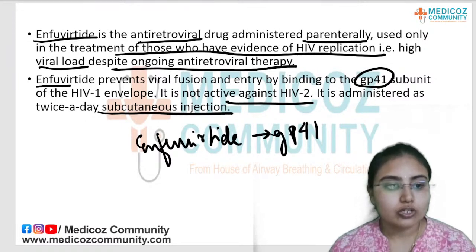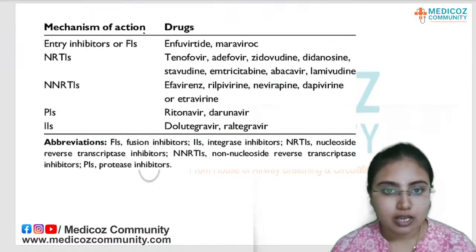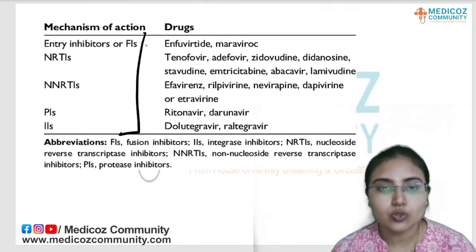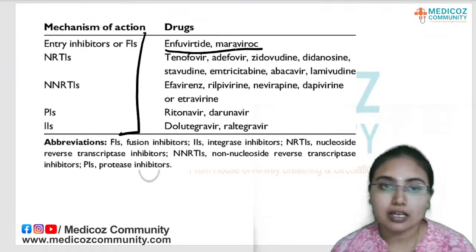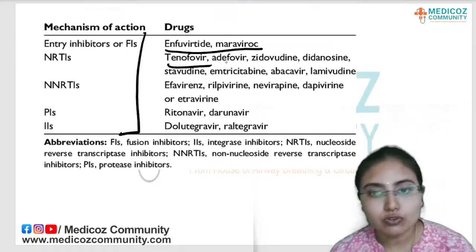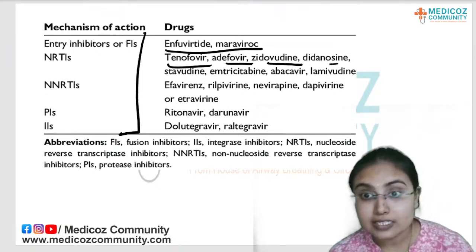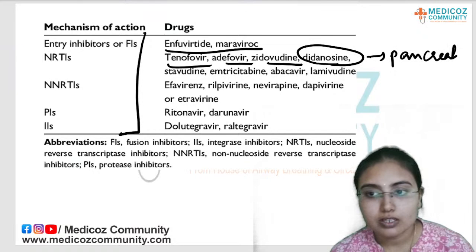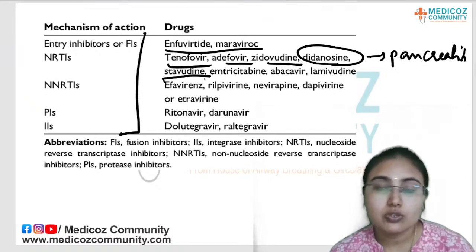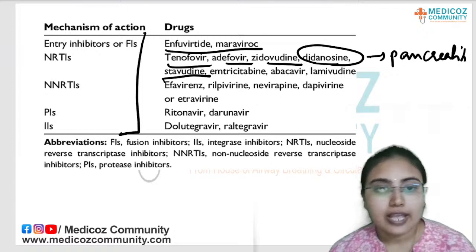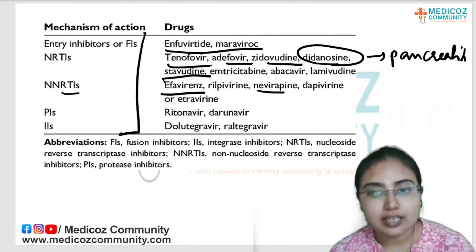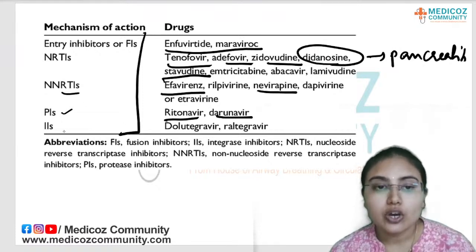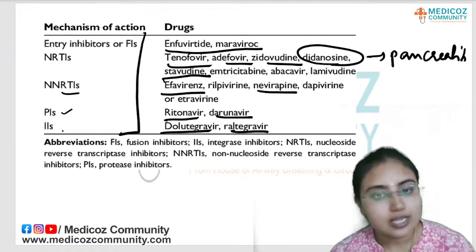All right. So your ART, this is what I know is the basis of all your questions. You have to remember that the entry inhibitors or fusion inhibitors are enfuvirtide and maraviroc. NRTIs are tenofovir, adefovir, zidovudine, and didanosine. Where did we see didanosine? We saw it with pancreatitis. Okay, where did we see stavudine? We saw stavudine with peripheral neuropathy. NNRTIs, you have efavirenz and nevirapine, two important ones. Protease inhibitors are ritonavir and darunavir. Your integrase inhibitors are dolutegravir and raltegravir.